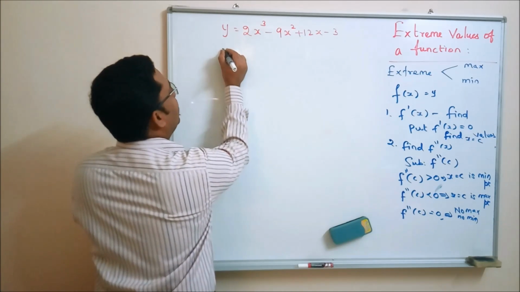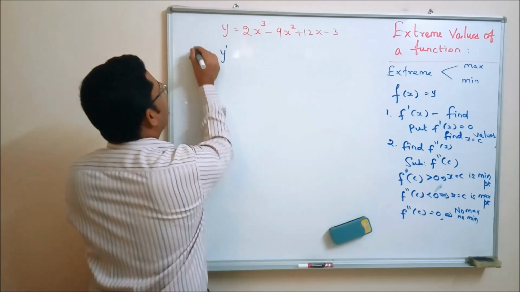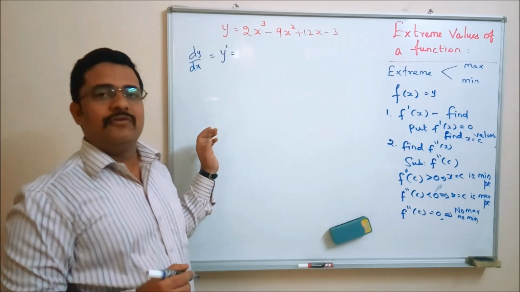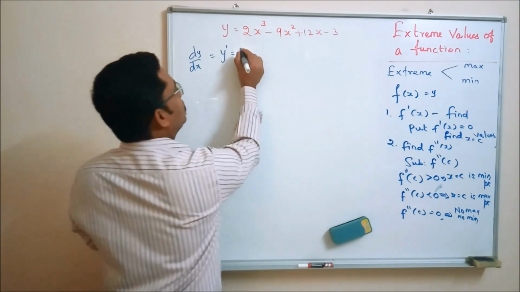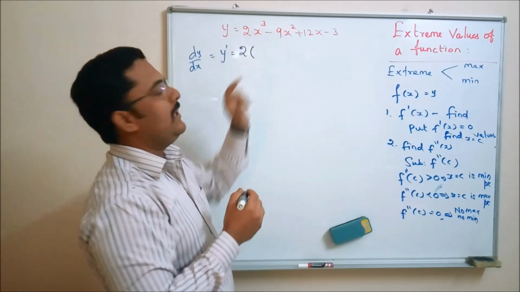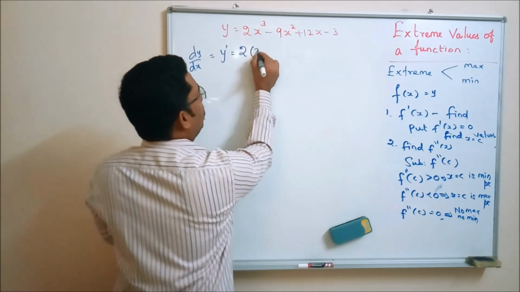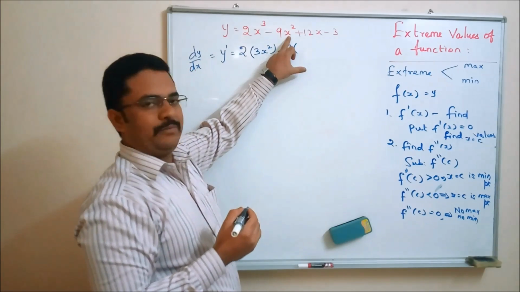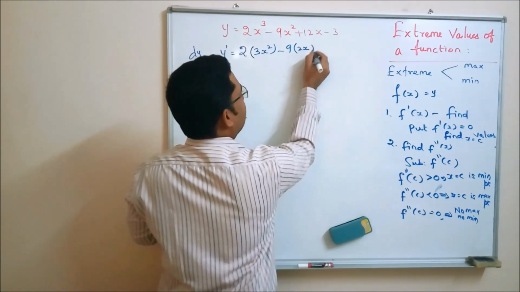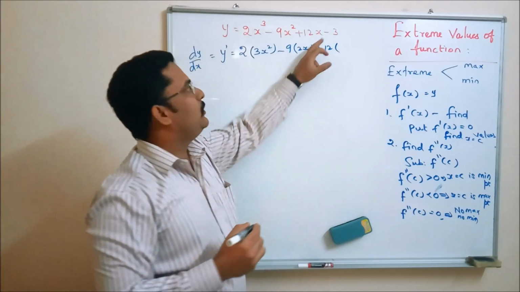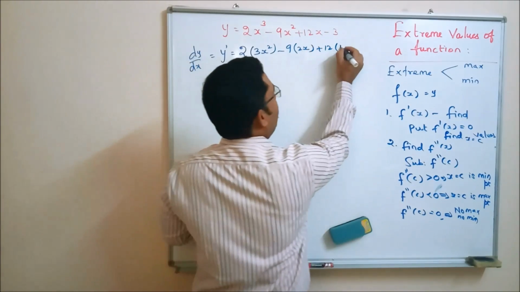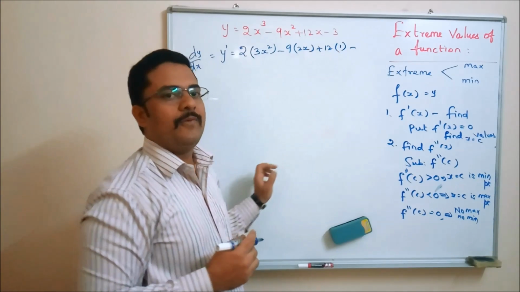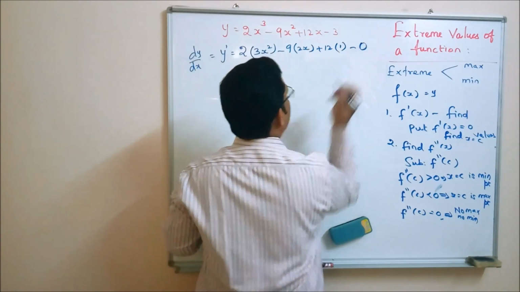Let us find y dash, which we call the derivative dy by dx. Don't forget, we are differentiating with respect to x. The derivative of x power 3 is 3x power 2, minus 9 times the derivative of x power 2, which is 2x, plus 12 times the derivative of x, which is 1, minus the derivative of 3. 3 is a constant, and the derivative of a constant is 0.